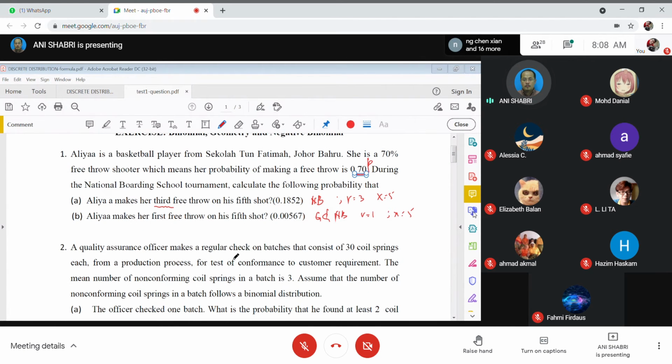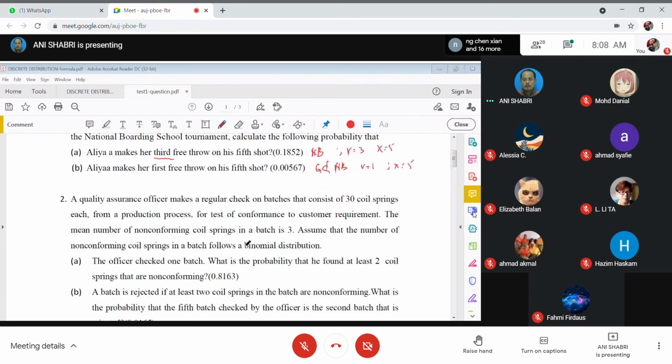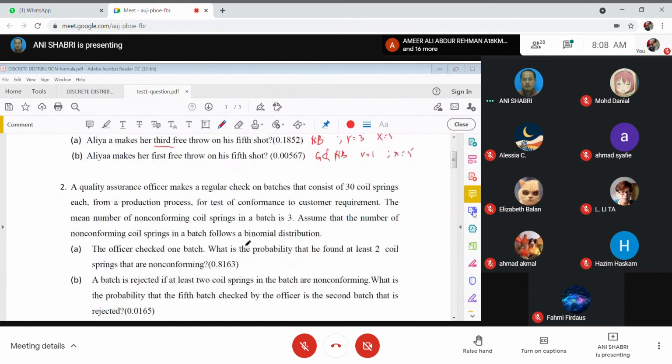Okay, number 2. Quality insurance. The mean is given for this one. Non-conforming items are rejected. Assume the number of non-conforming follows normal. For this one, the given distribution is binomial.